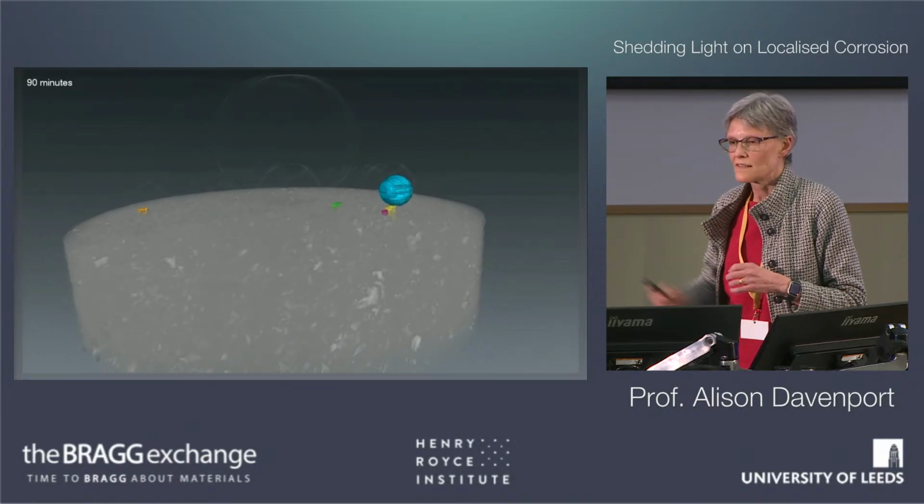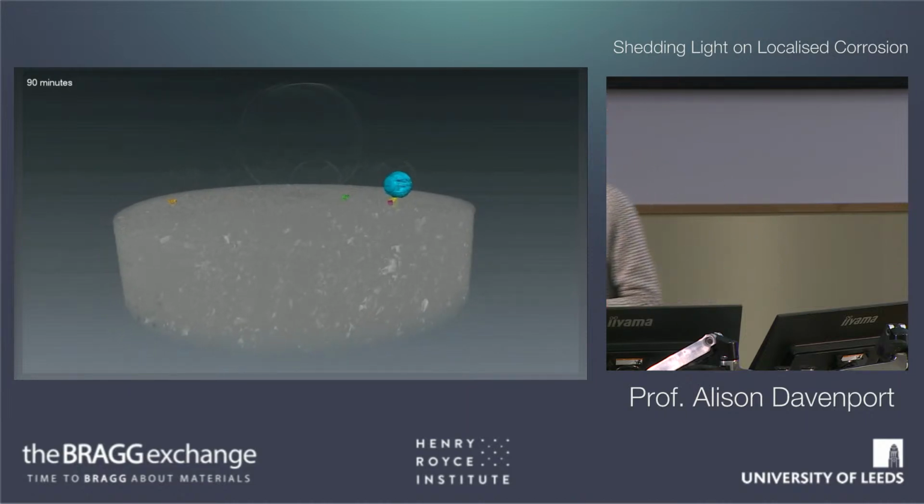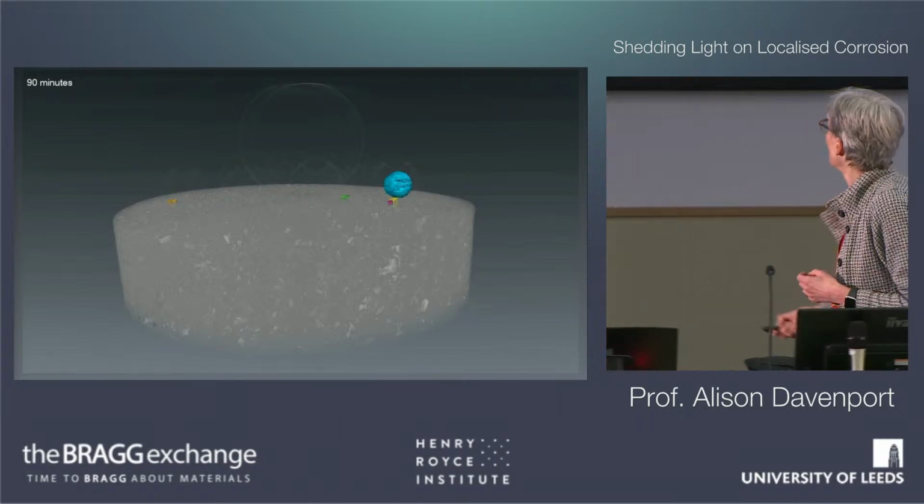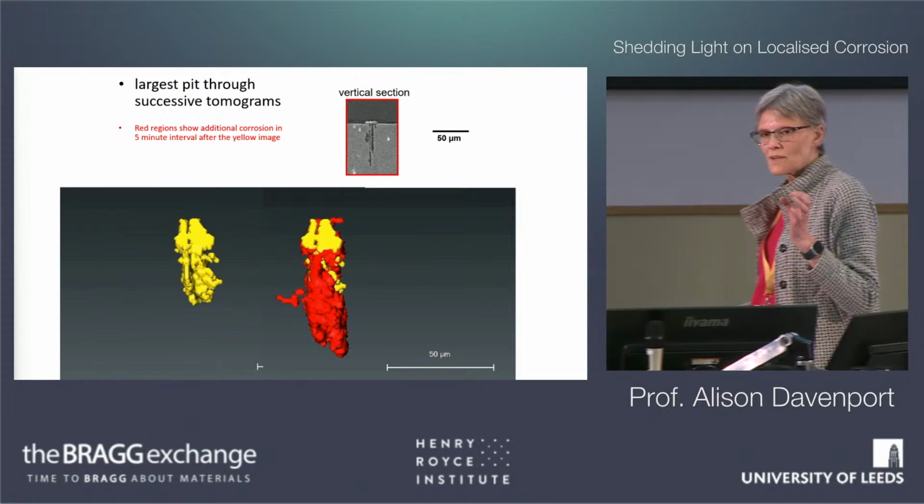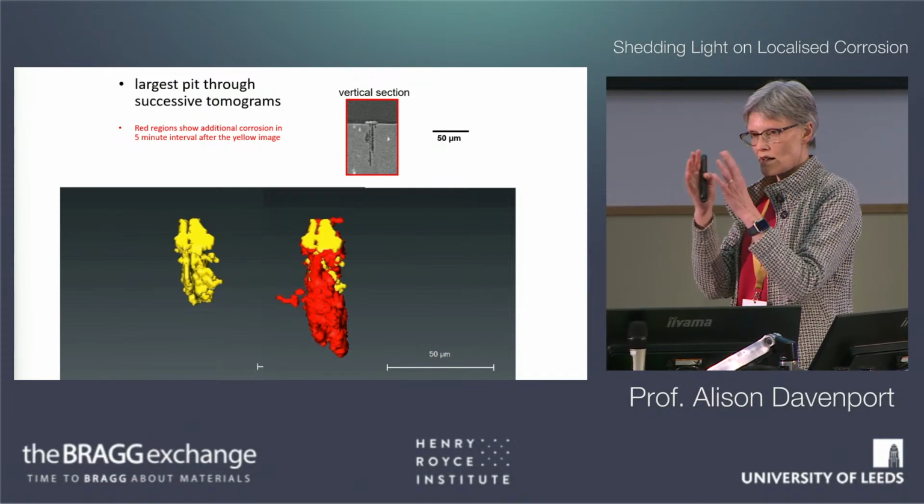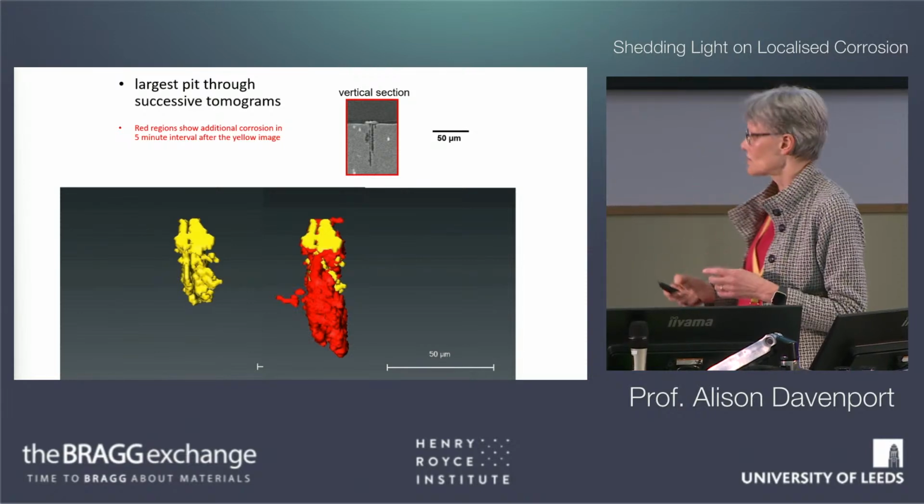So you can see this is over a period of 90 minutes. You've got this successive process of little pits growing and then mostly stopping, except number 3 carried on rather vigorously. So what I'm going to show here is some careful work trying to determine what the shape of pit number 3 was at each stage.